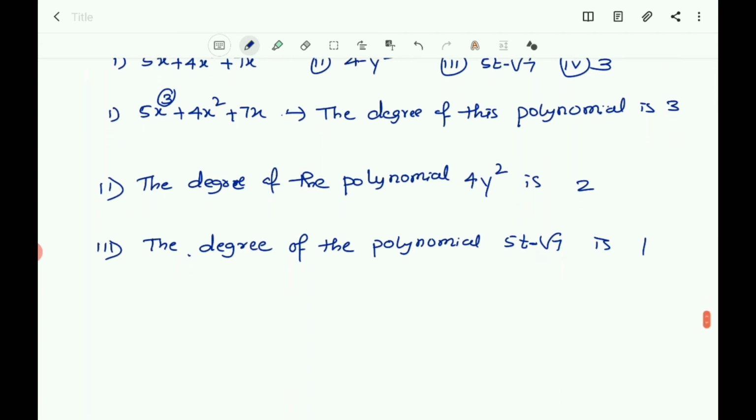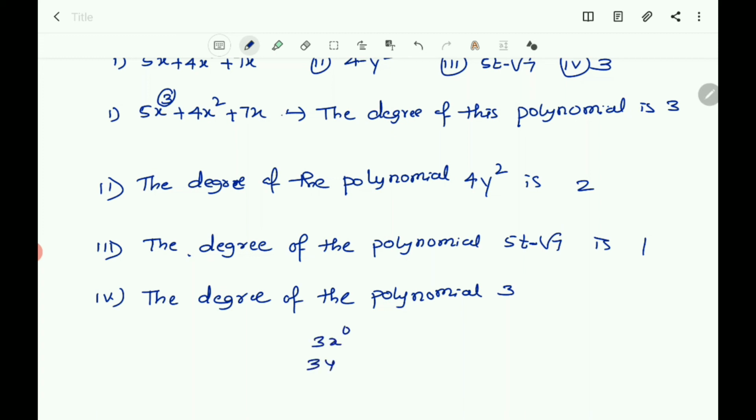Next one is 3, that is the fourth one. The degree of the polynomial 3. Here it is a constant polynomial, and constant polynomial means the highest power of the variable is here 0. 3 means you can take 3x to the power of 0 or 3y to the power of 0, like this way. Here the power is 0, so this degree you can take here 0.